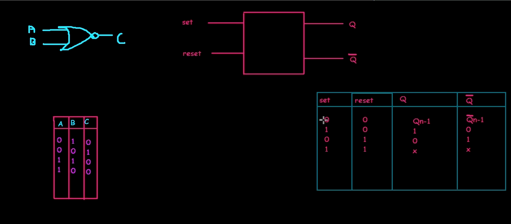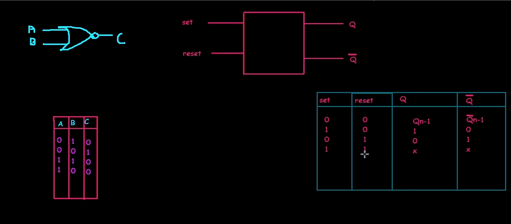Okay, this is the truth table. When set is 1 and reset is 0, the output will be 1, as I said. And when reset is pressed, the output will be 0. And when set and reset are both 0, the output will be the previous output. I mean, if Q was 1, it will continue being 1. If Q bar was 0, it will continue being 0.